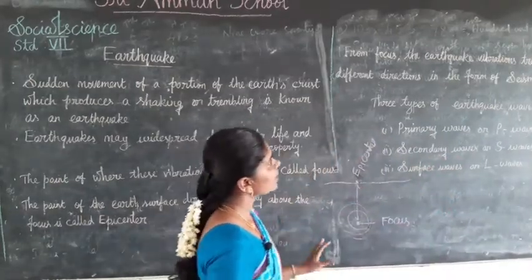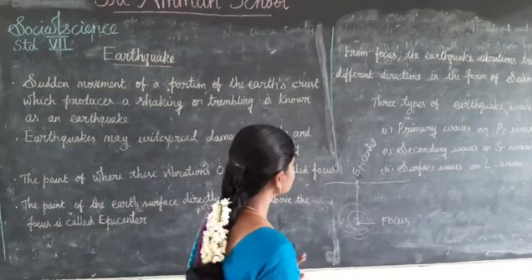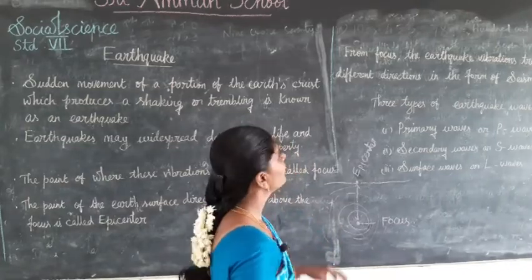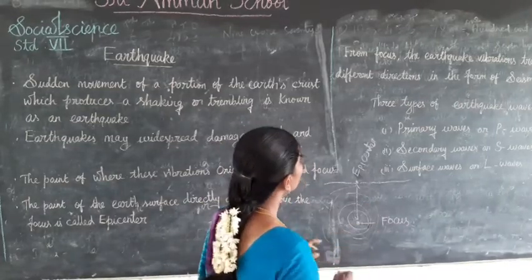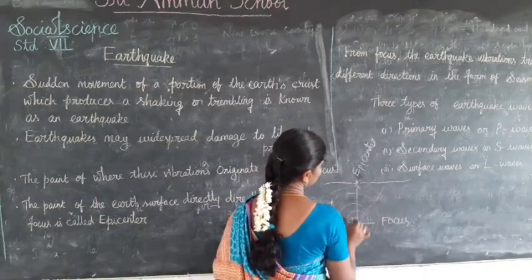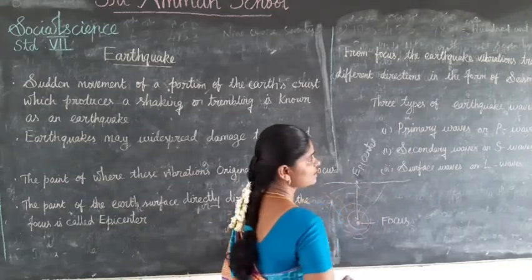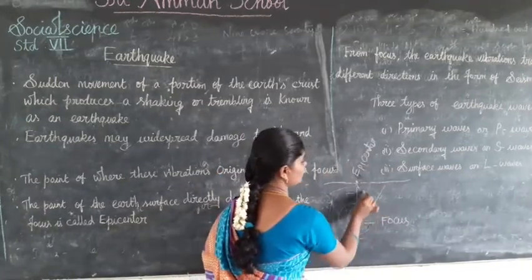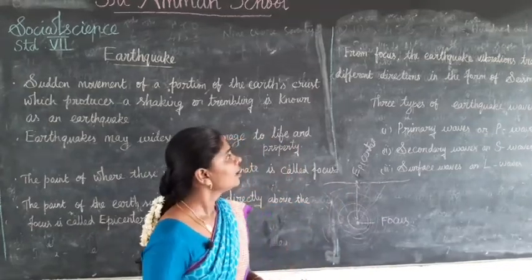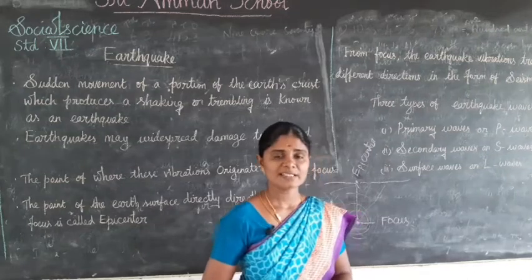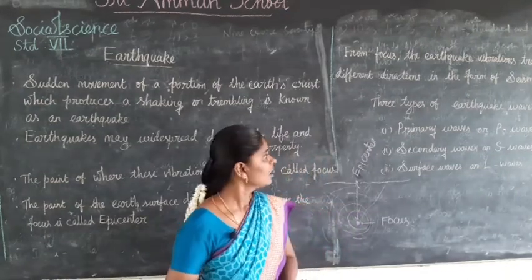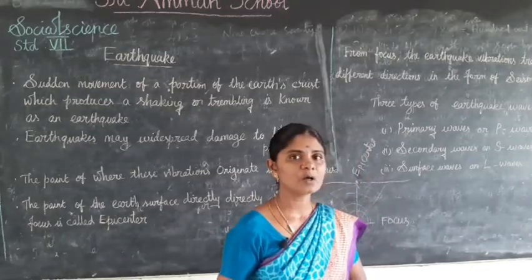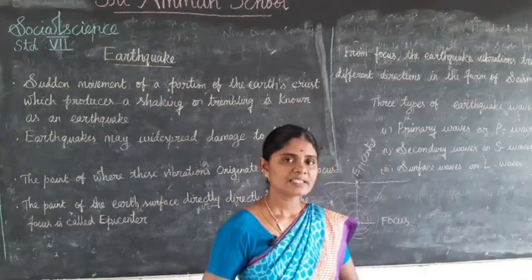From the focus, the earthquake vibrations travel in all directions, in the form of seismic waves. There are three types of seismic waves: primary waves, otherwise called P waves, secondary waves, called S waves, and surface waves, called L waves.